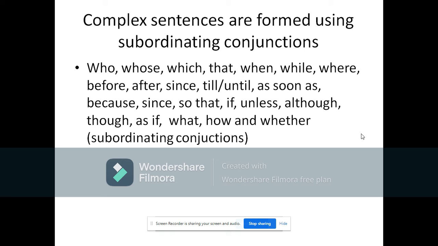Complex sentences are formed using subordinating conjunctions.